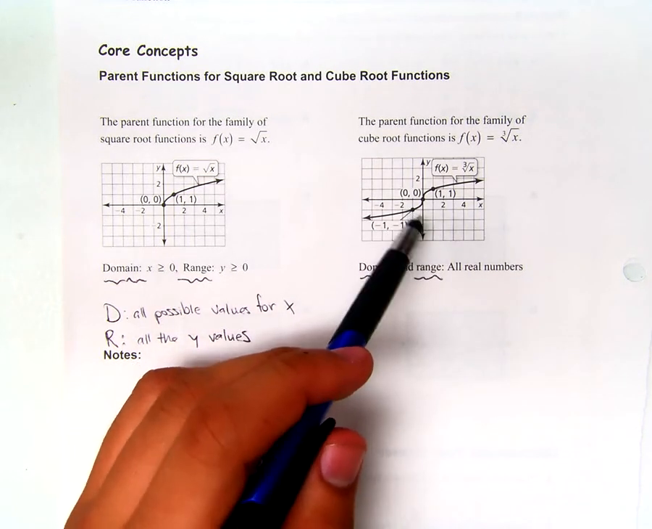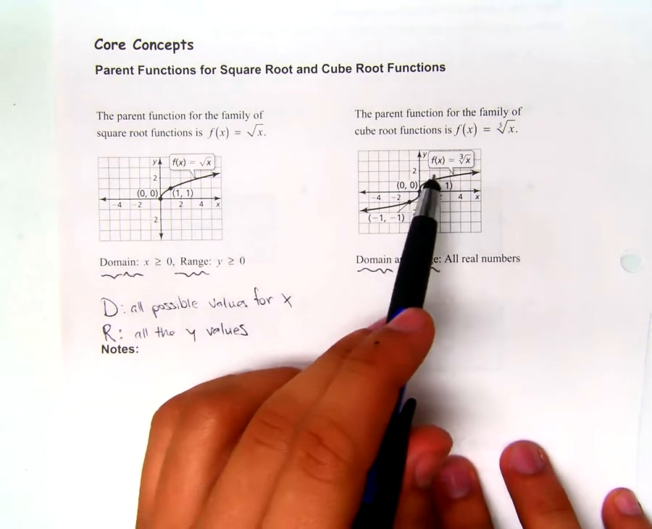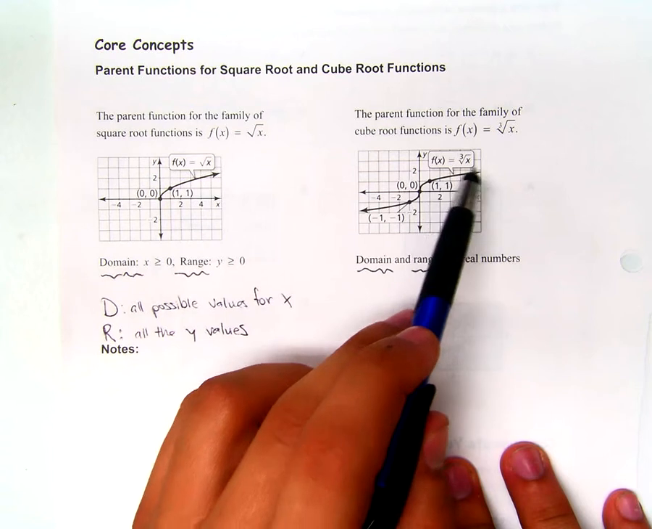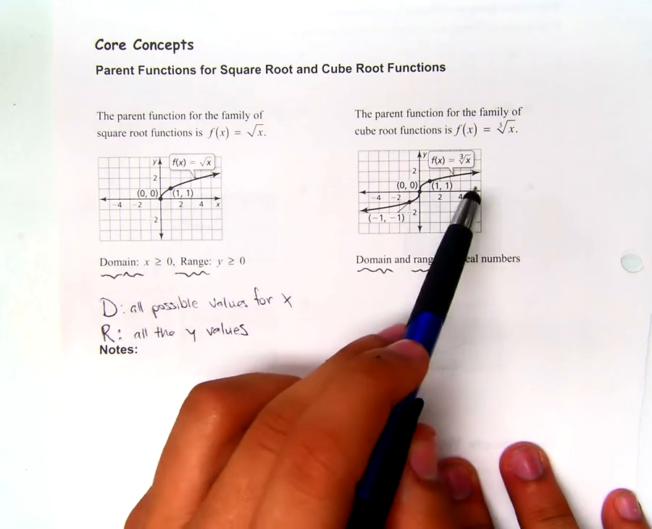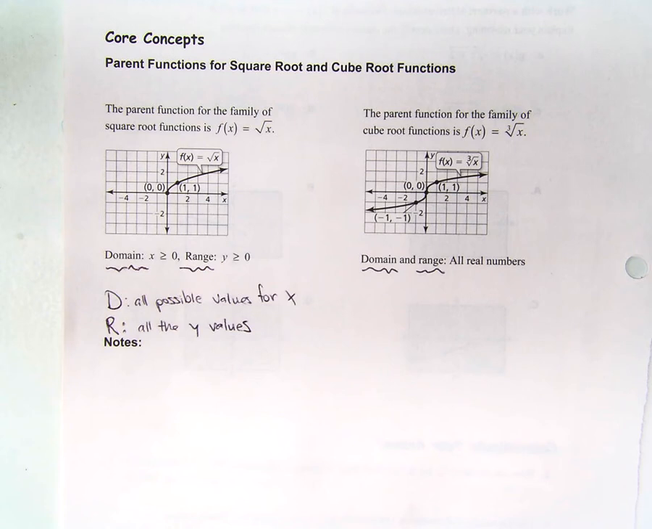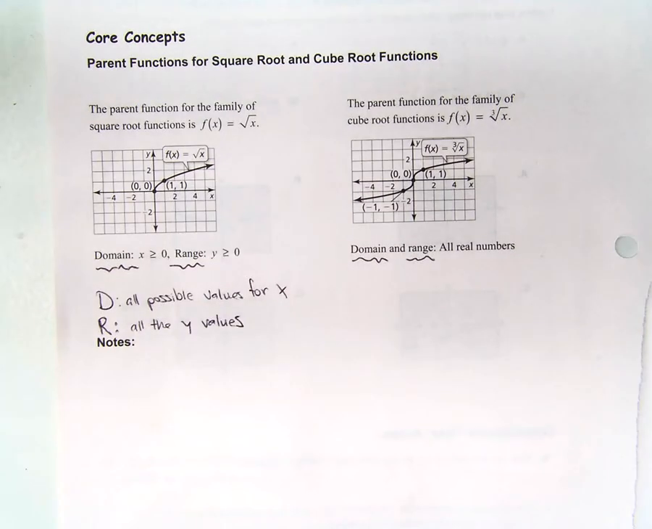And the range is the same as well. Even though this looks like it may be tapering down, it will still continue to go up forever. It will never curve down. It will always continue to slightly go up. So the range is also all real numbers.